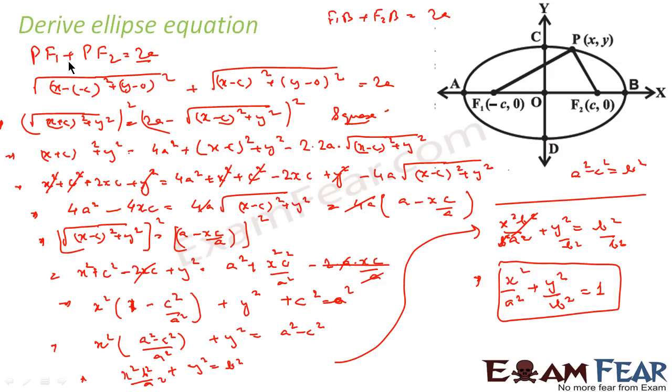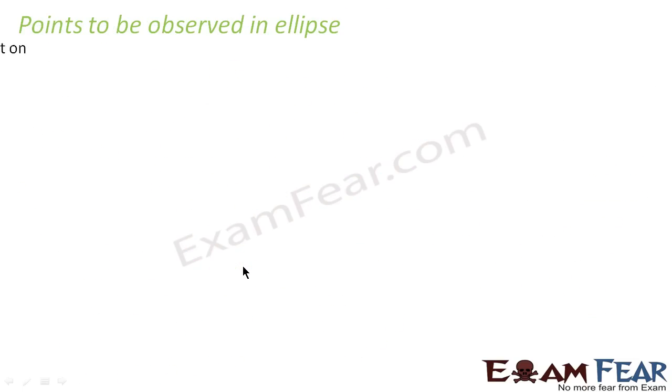What I have done here is we know that PF1 plus PF2 is equal to 2a. That is, you take any point xy on the ellipse and find the sum of distances from the two foci, that is constant, and that value is 2a. We have solved this equation and we have got x square by a square plus y square by b square is equal to 1. There are some points to be observed in ellipse.